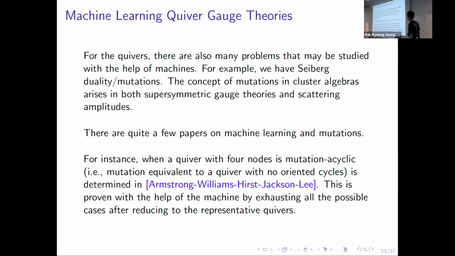In this paper they have a theorem showing when a quiver with 4 nodes is mutation acyclic, namely this quiver is mutation equivalent to a quiver with no oriented cycles. And this is done by machines, but not using machine learning. Rather, it's just by exhausting all the possible cases after reducing to the representative quivers, sort of like the proof of the four color theorem.